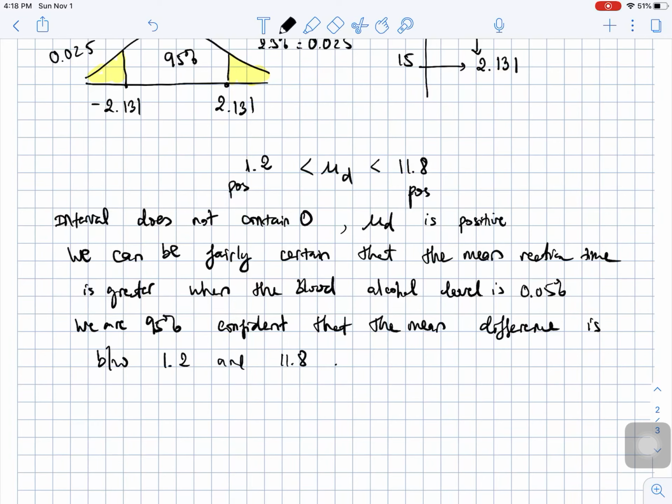So we conclude that we are 95% confident that the mean difference is between 1.2 and 11.8.